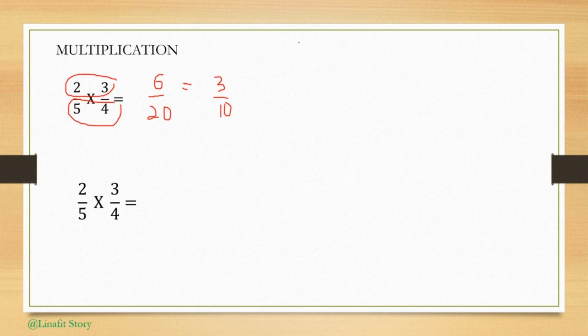Or another way, you may use the cancellation method. For example, the question is 2 out of 5 times 3 out of 4. The cancellation method means you have to find one numerator and one denominator that are divisible by the same number. And remember, you must always cancel diagonally, never horizontally.